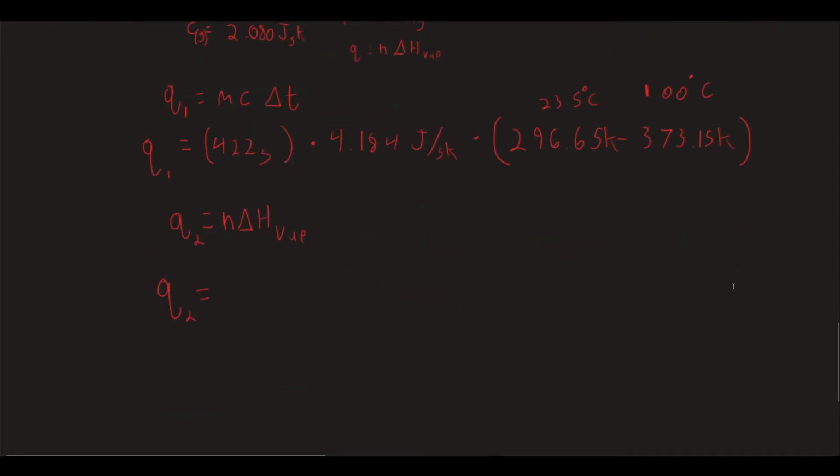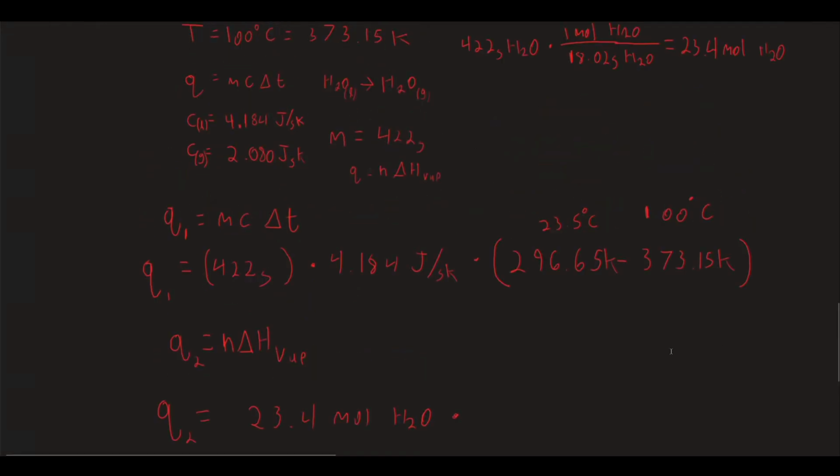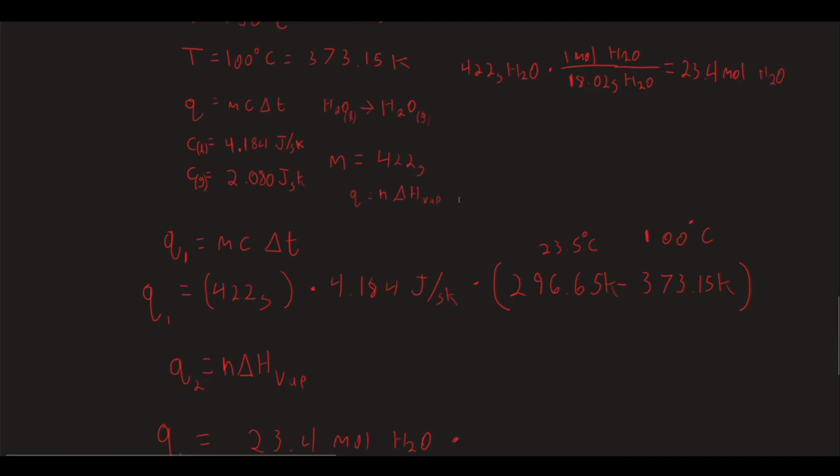So, Q2, we need our n, and our n is 23.4 moles of H2O. And now we need to multiply it by that delta H value, or the delta H of vaporization. Did I give you that value? Nope, that is another piece of information we need. So the delta H of vaporization, so let's look that up.